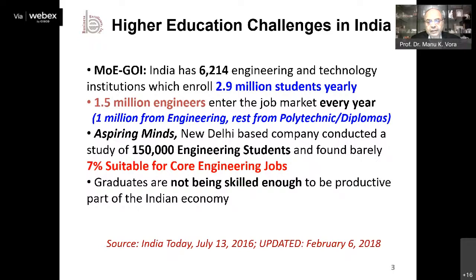So in other words, graduates who are passing through most of the institutes, leaving aside some reputable ones, are not skilled enough to be productive, and they are adding to the unemployment lines in India, and that is a worrisome situation.